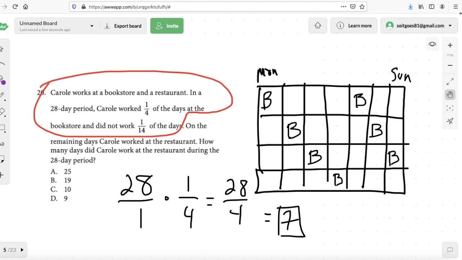Okay. Let's go to the second part though. She didn't work 1/14th of the days. Maybe you could tell me right now, if she didn't work 1/14th of the days, how many days did she not work?